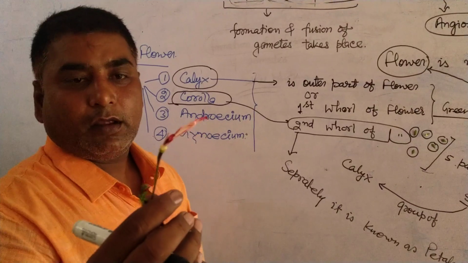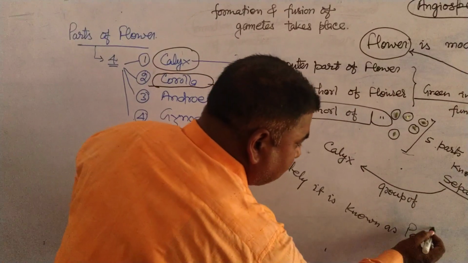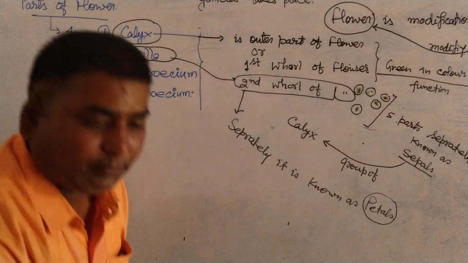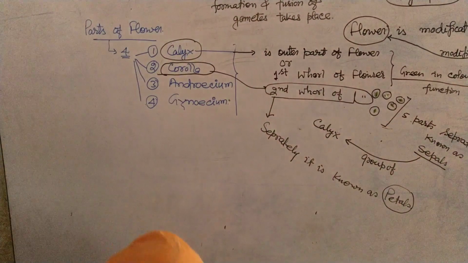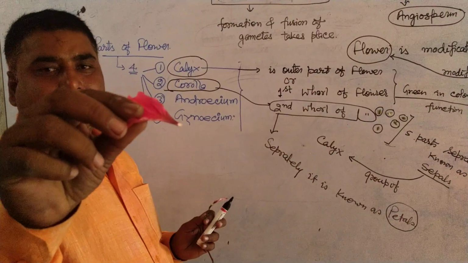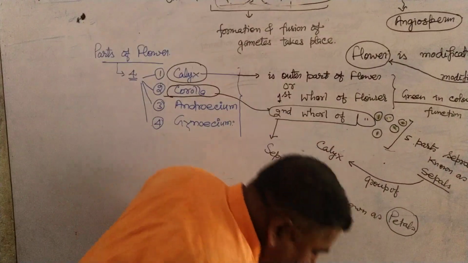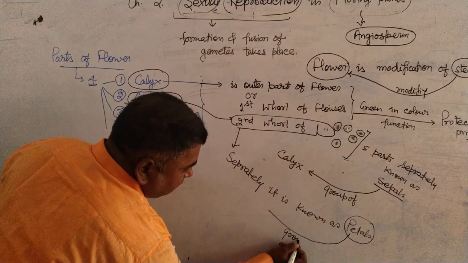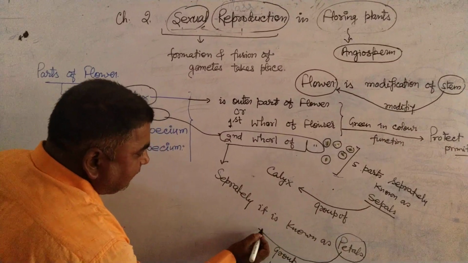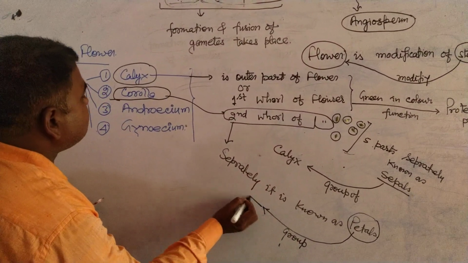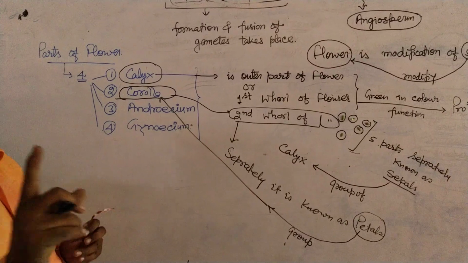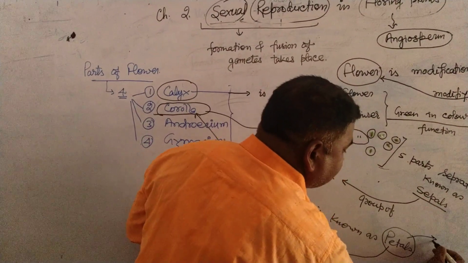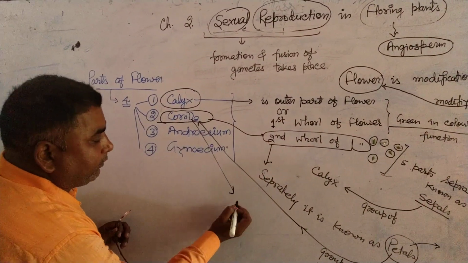Okay, now these are petals, and the group of these petals is known as corolla. Understood? And what is the function of these petals? What is the function of this corolla?